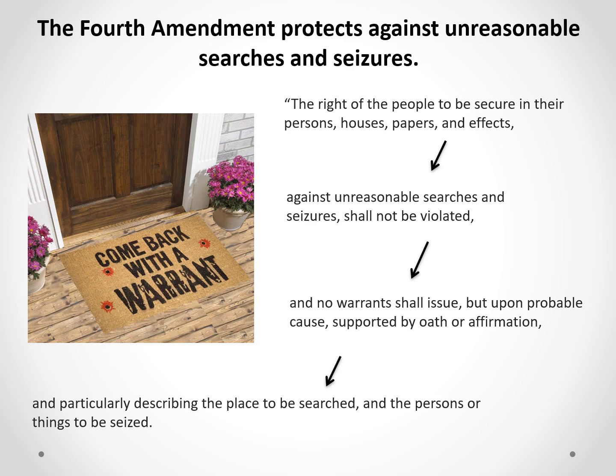Okay, so warrants are not signed off on by the police officer himself or by the chief of police or anybody else. It's kind of like a little mini separation of powers. So the police have to take this written warrant over to a neutral judge, and the judge has to sign off that yes, you have a reason to conduct this search or seizure.